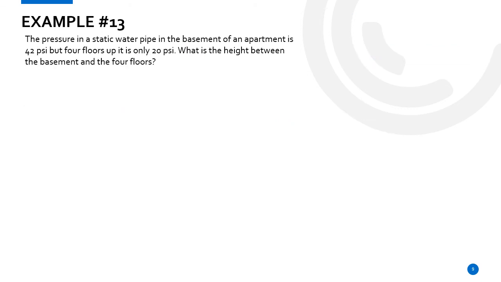Okay, next example is the pressure in a static water pipe in the basement of an apartment is 42 psi, but 4 floors up it is only 20 psi. So what is the height between the basement and the 4 floors? So what are drawing? Kaning nga level 20 psi. So 4 floors daw 42 psi na siya. Okay? Then what is the height? Kani height. Then na siya gihatag nga sa man siya water, no? Water lang. Okay? So given.